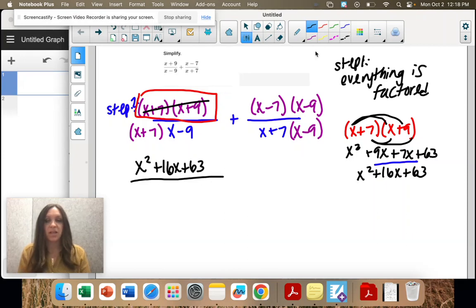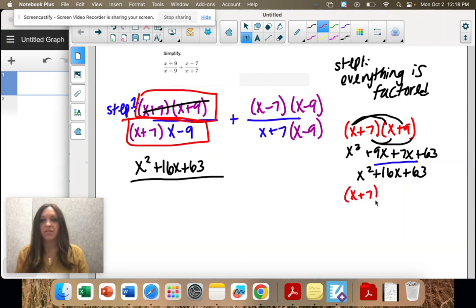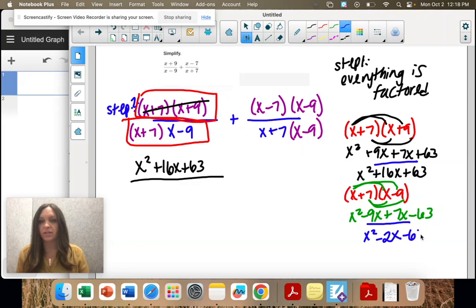Now let's do the same thing and multiply the denominator. So x plus 7, x minus 9. Let's multiply. X times x is x squared. X times negative 9 is negative 9x. 7 times x is 7x. 7 times negative 9 is negative 63. And the middle two combine to negative 2x.